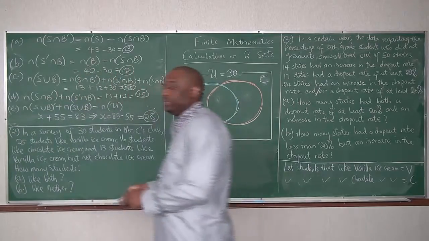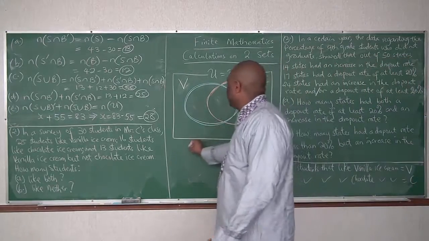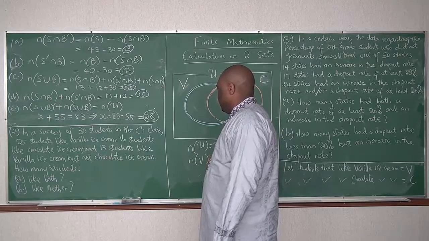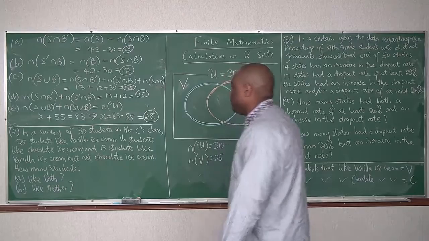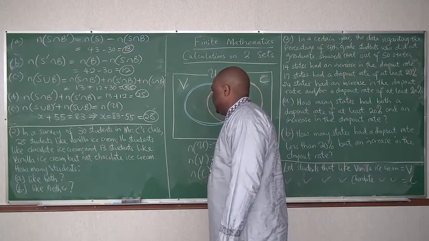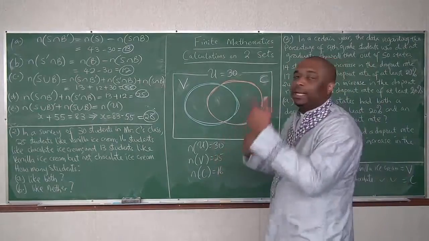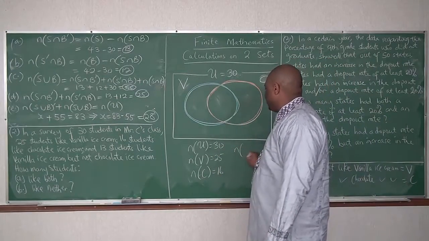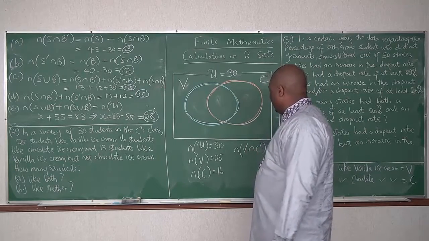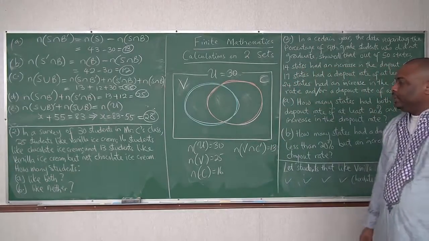Now the first one, from the question, 25 students like vanilla ice cream. Let's write the cardinality of the universal set here is 30. Cardinality of vanilla is 25. 16 students like chocolate, so cardinality of chocolate is 16. 13 students like vanilla ice cream but not chocolate ice cream. So this means cardinality of vanilla intersect C prime, and that is 13. That's it. So what do we do now?